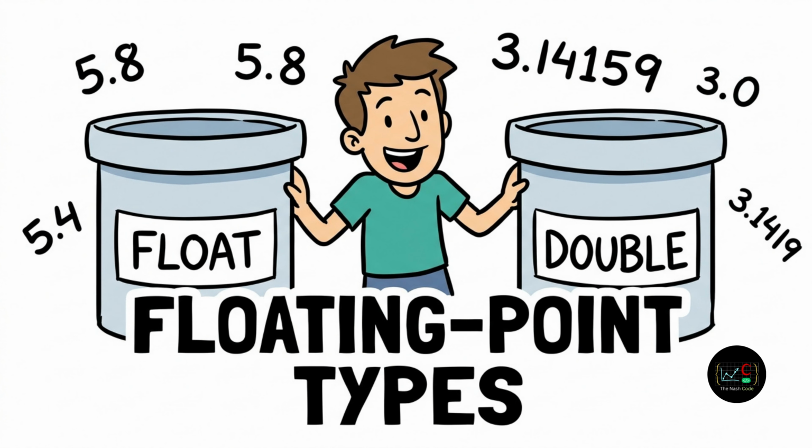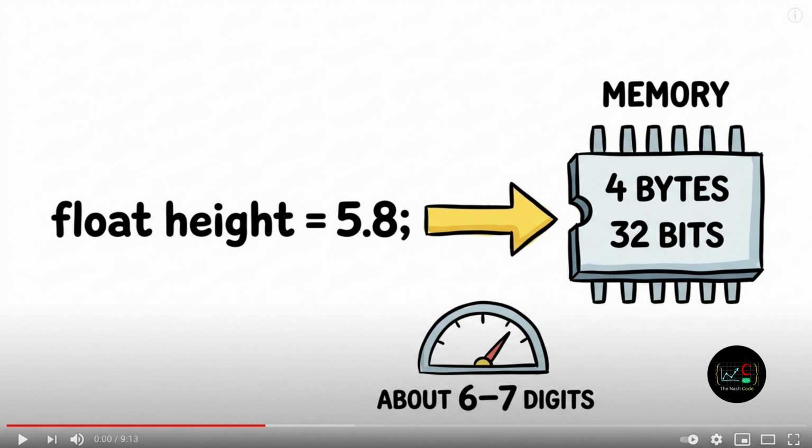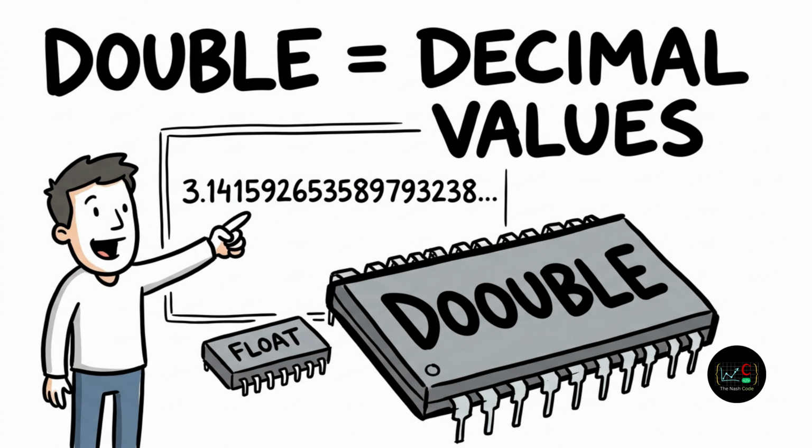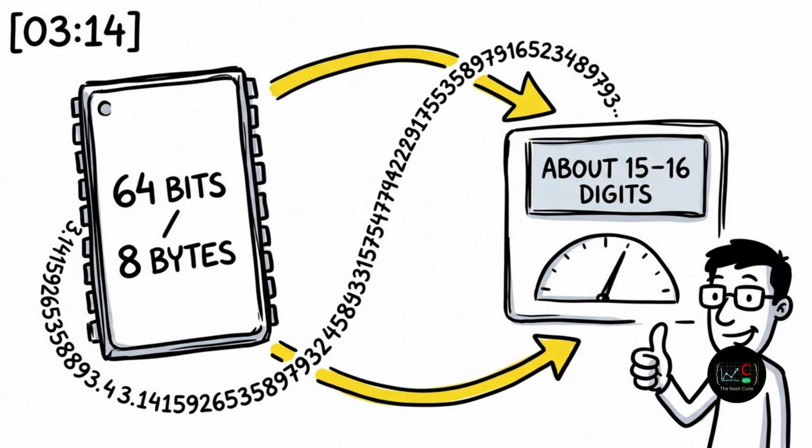Now we have floating point types, float and double. Float stores decimal values. For example, float height = 5.8. A float is commonly 4 bytes or 32 bits and provides around 6 to 7 decimal digits of precision. Double is also used for decimals. Double pi = 3.141592653589793. A double is commonly 8 bytes or 64 bits and provides around 15 to 16 decimal digits of precision.